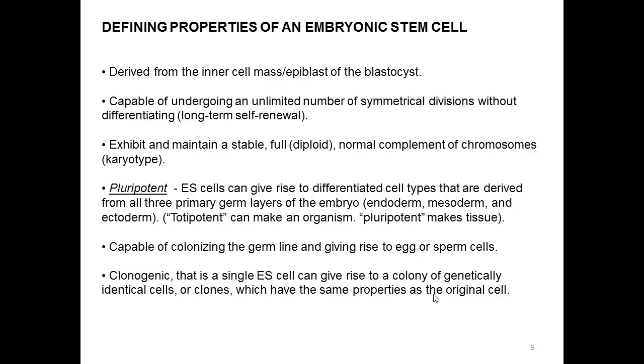And if we're going to define an embryonic stem cell, here are 6 features of it. They are cells that come from the inner cell mass of the blastocysts. They are capable of unlimited symmetrical divisions, regenerating embryonic stem cells, long-term self-renewal, and if done properly, they will not differentiate into any of the terminal cell types.